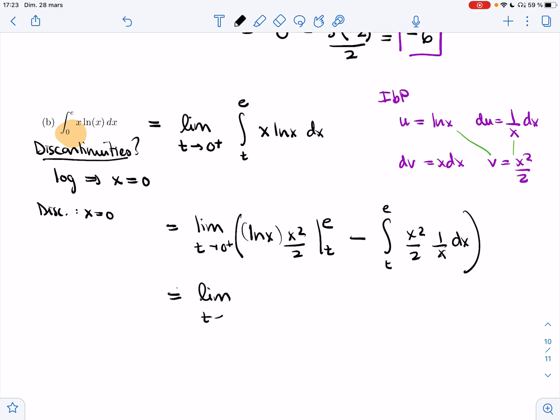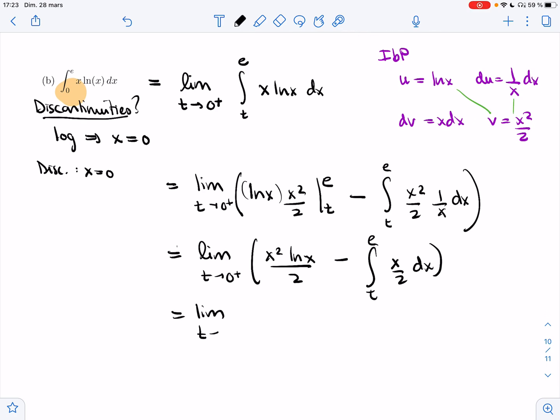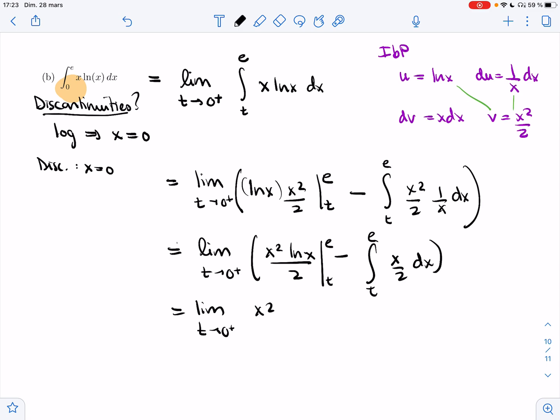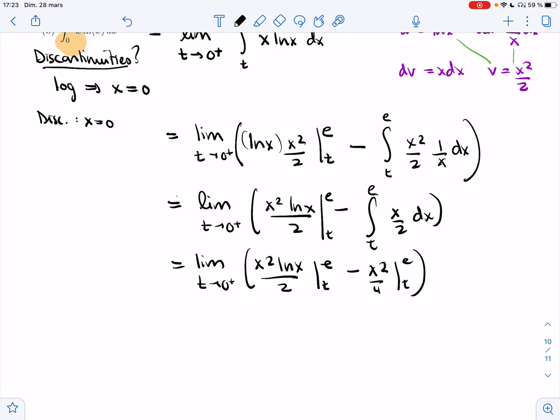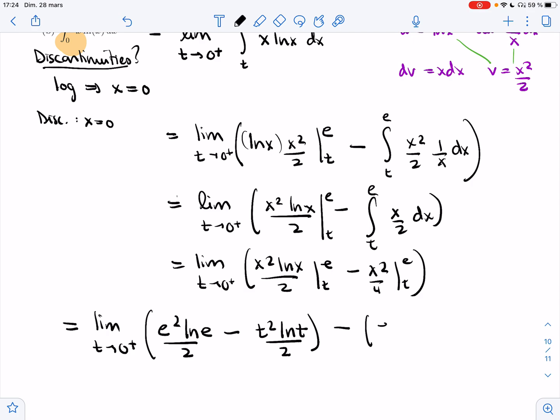And so I get the limit as t goes to 0 plus x squared log of x divided by 2 minus this here. Actually, let me do it. It's just x on 2. And so we get the limit as t goes to 0 plus, sorry, lost my bounds again, x squared ln of x divided by 2 from t to e minus x squared divided by 4 from t to e. Perfect. All right, now plug in the bounds and take a limit. Let me use a bit more space just because it's hard to tell how much room I have left on this thing. So I get e squared ln of e divided by 2 minus t squared ln of t divided by 2. All right, that's the first one. Second one is e squared over 4 minus t squared over 4.